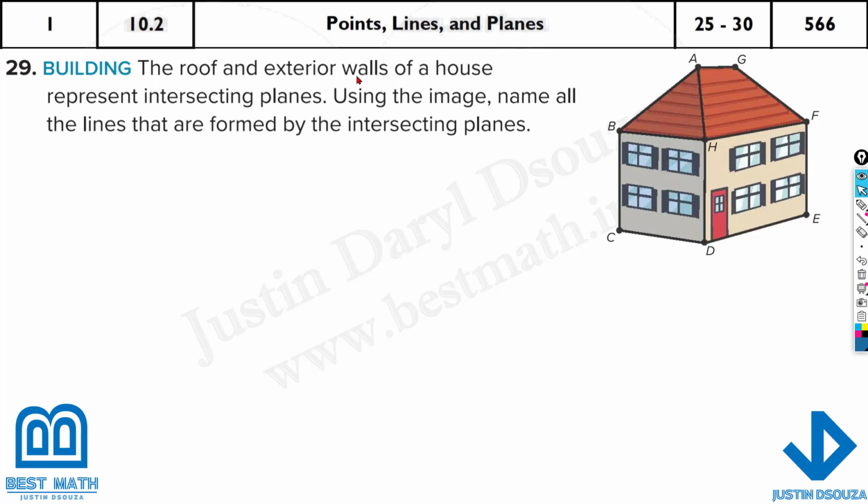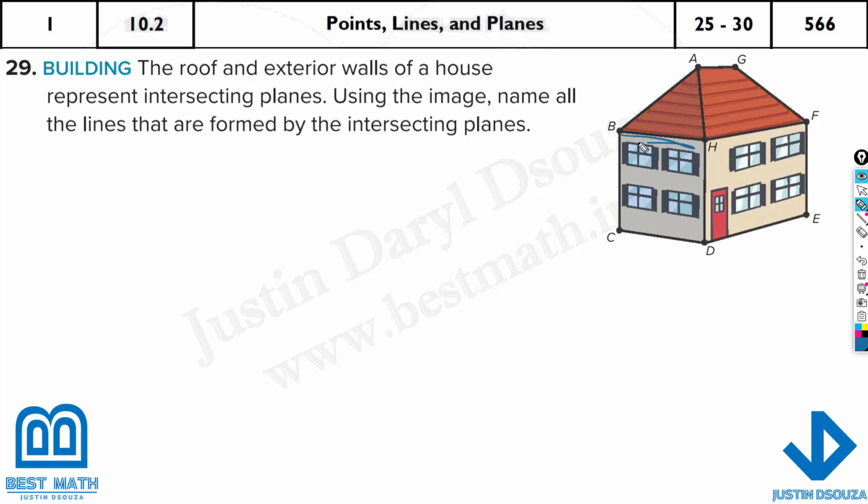The roof and exterior walls of a house represent intersecting planes. Now the planes are intersecting. See, this is a roof, this is a wall. They're intersecting at different points. See over here, everywhere. Use this image. Name all the lines that are formed by intersecting planes. All the lines will be intersecting planes.